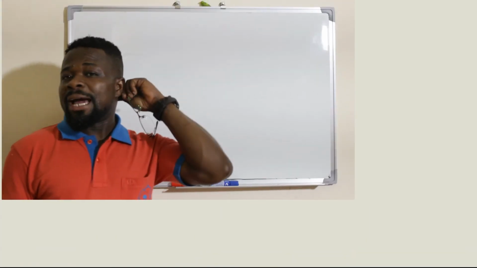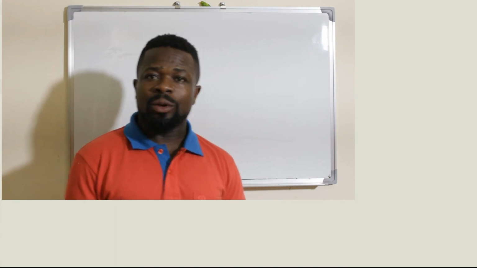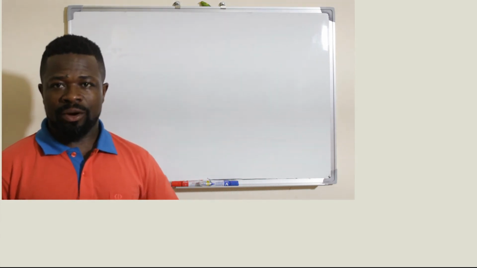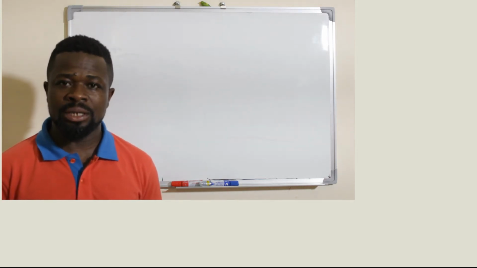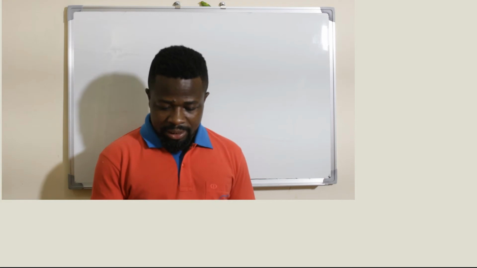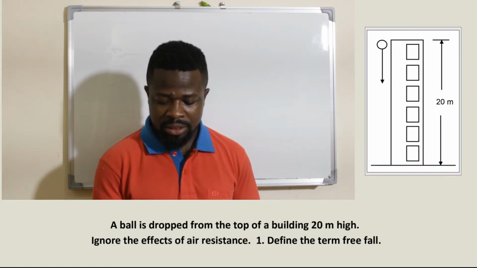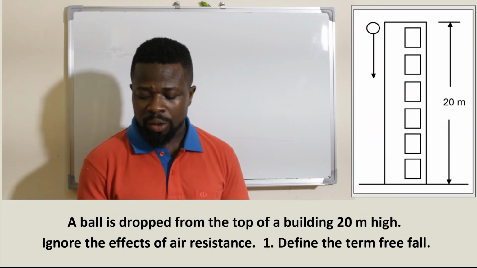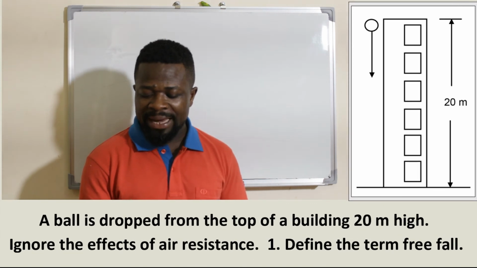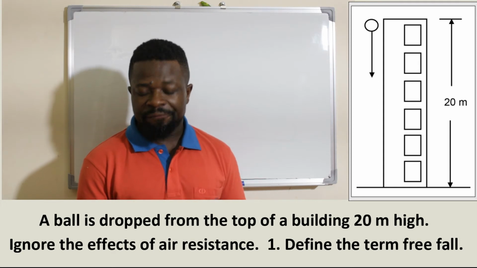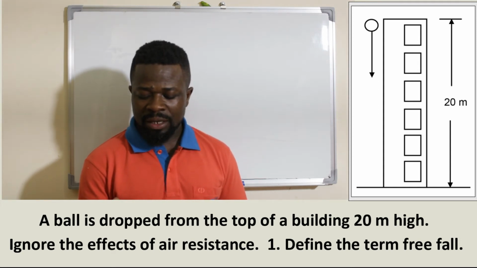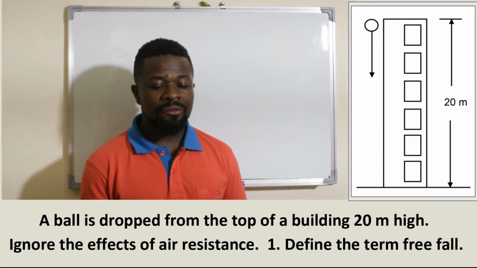Okay guys, let's look at the next question, and this question is taken from the 2016 Matric paper, question number 3, because we're still dealing with projectiles. The question says, a ball is dropped from the top of a building 20 meters high. Ignore the effect of air resistance. And the first question that we have there is: define the term free fall.